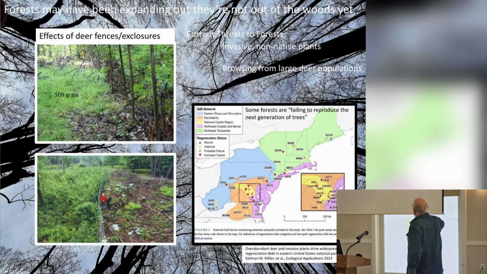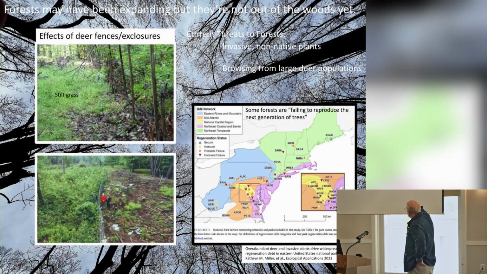And this is an example. This is a deer fence. And on this side, there's lots of tree seedlings, and things are growing. The deer can't cross into there because the fence is too high. And on the other side of the fence, where the deer are, is stilt grass, which is a very bad invasive plant, and we have it here in Quiet Waters Park.